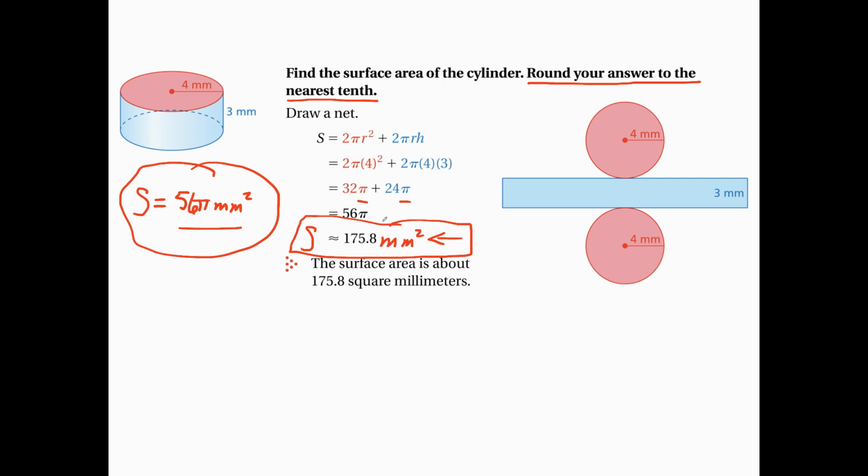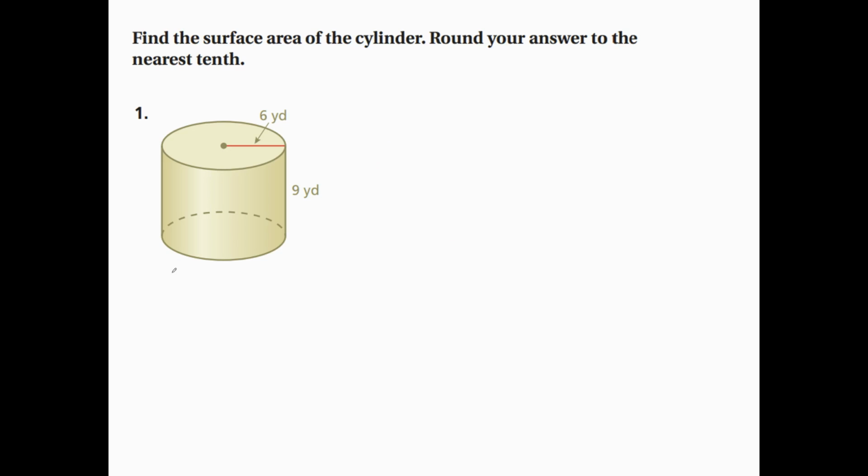For most of the problems, you have to pay attention. If it says write your answer in terms of pi, then write it like that. All right, so here we go. Find the surface area of the cylinder. Round your answer to the nearest tenth.